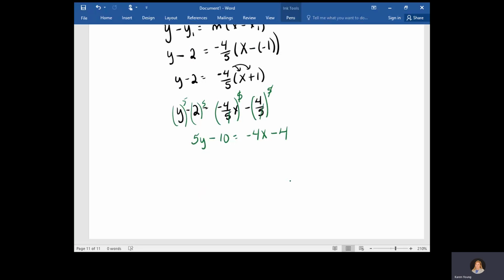Then I want to get my x and y on the same side. So I'm going to add 4x to both sides. And in the process, I'm going to add 10 to both sides. So I get 4x plus 5y equals 10. I add 10 here. -4 and 10 gives me a +6. Those are a little more complicated because you have a few more steps to do.